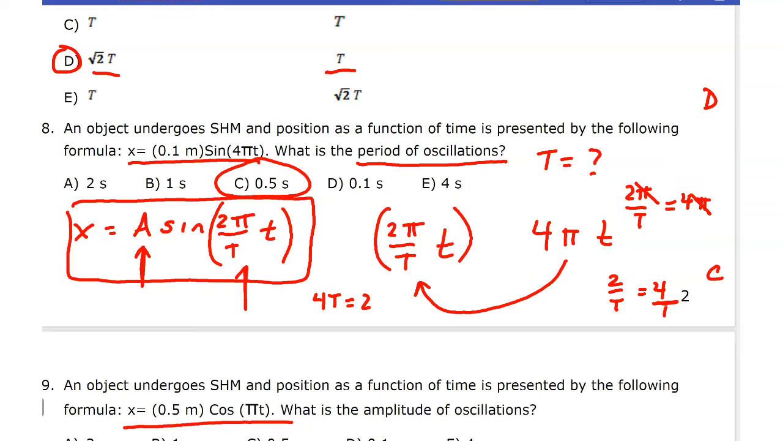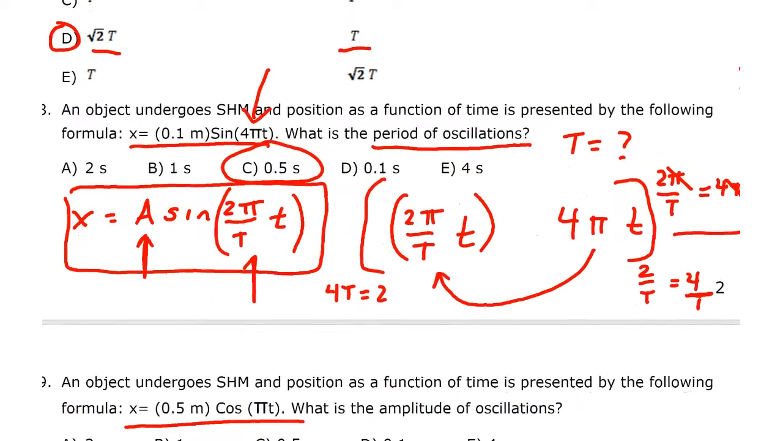Do you see that? The general formula for when you use a sine or cosine function for the x position of something undergoing simple harmonic motion: the number in front of the sine is the amplitude, and the sine function follows the general form of 2 pi over T. We look at our equation. It's 4 pi, so 4 pi equals 2 pi over T. You set 4 pi equals 2 pi over T, and then just solve.